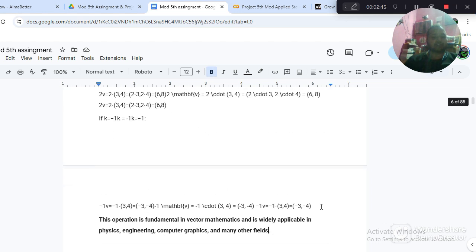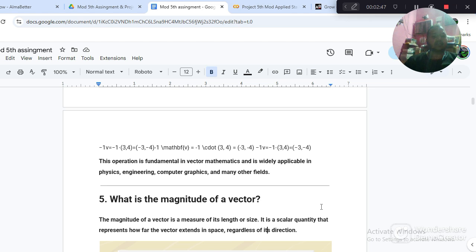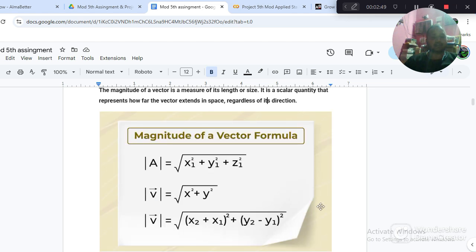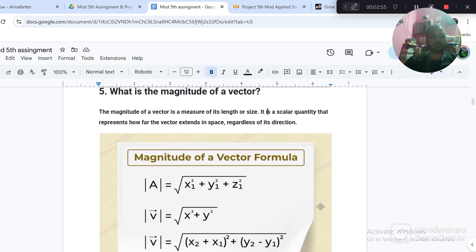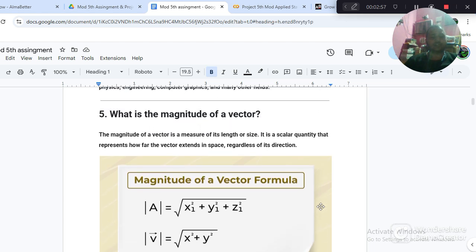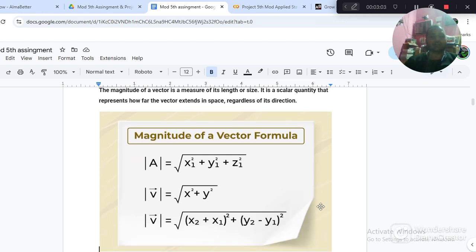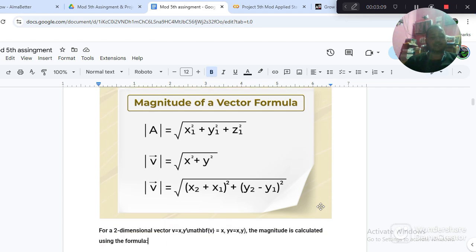Question number 6. How is the magnitude of a vector calculated? The magnitude of a vector is a measure of its length or size. It's a scalar quantity that represents how far the vector extends in space regardless of its direction. I can show a diagram of the magnitude of a vector formula.